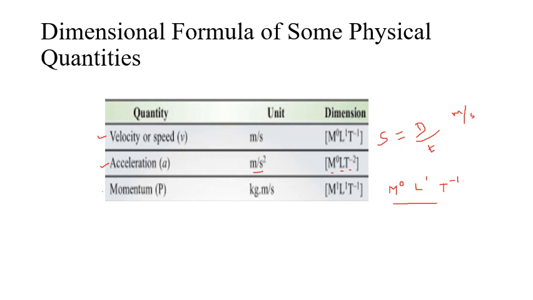Now let's see momentum. What is the formula? Momentum P equals mass into velocity. Mass is measured in kg and velocity in meter per second. Let's write the dimensional formula. Mass is here, so M to the power 1, and meter is length, so L to the power 1, and second is in the denominator, so T power -1. This is how you have to write for other physical quantities.